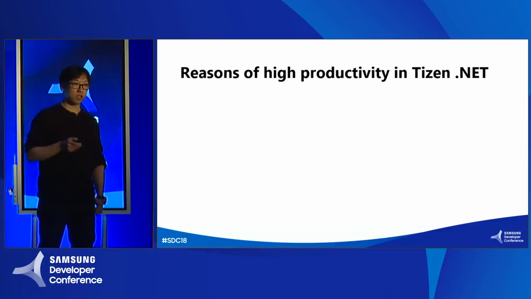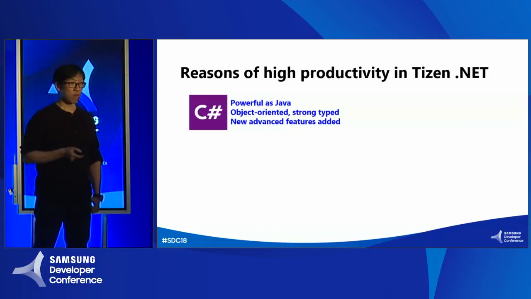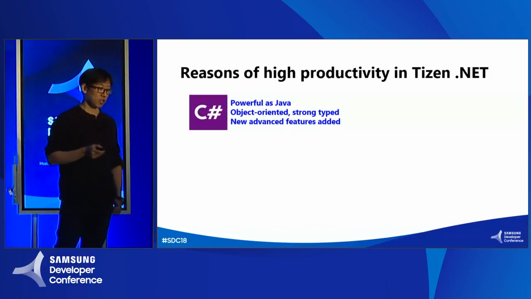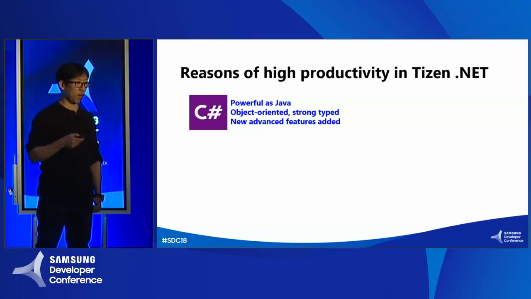So someone might wonder how you achieve high productivity in Tizen.NET. I believe there are 6 core reasons for it. The first one is the C# programming language. C# is as powerful as Java if you are a Java programmer. It is an object-oriented language, and it is strongly typed. So if you are writing an application of more than 100,000 lines, it's easier to maintain. And there are cool new features continuously added to C# because C# is one of the programming languages also used by the Microsoft platform.